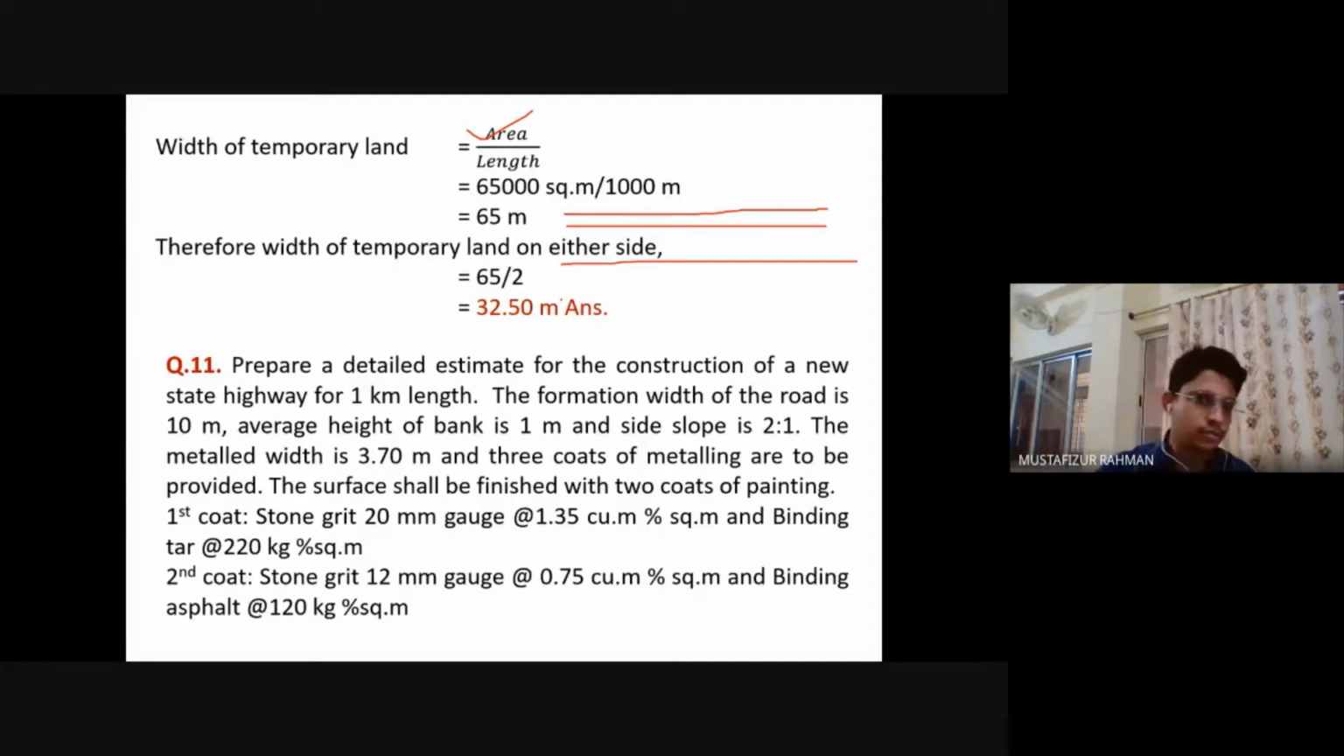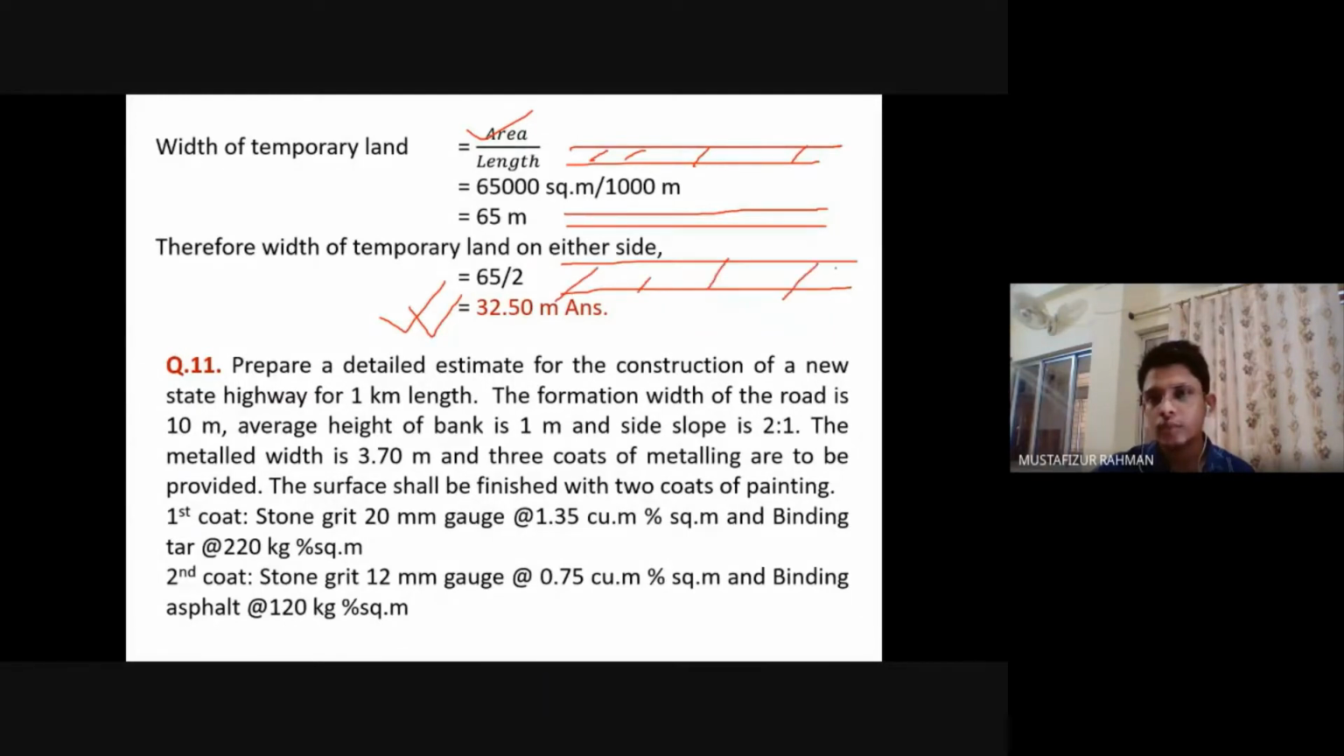Then we will get this much earth that is required. Now on both sides we will do the excavation. So one side will be 65 by 2 and the other side it will be 65 by 2. So this much area will be required as borrow pits from where the earth will come to the main road for embankment purpose. Done. Very easy.